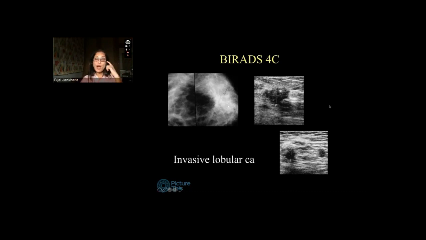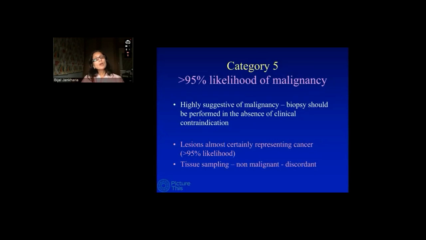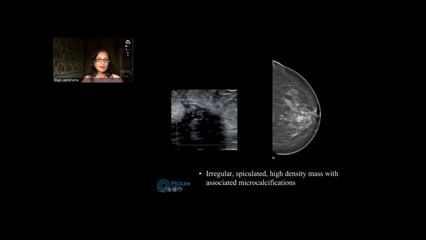And ultrasound is far superior to mammography, especially in dense breast, for multifocality and multicentricity, as well as for positive axillary lymph nodes. Then we go on to category 5, which is highly suggestive of malignancy, and this has very clear descriptors on mammography. But on ultrasound, if we see an irregular spiculated lesion with microcalcifications within it, we can call it BI-RADS category 5.